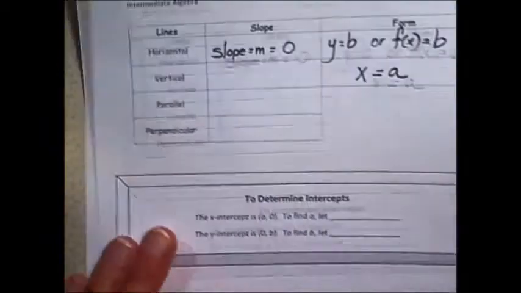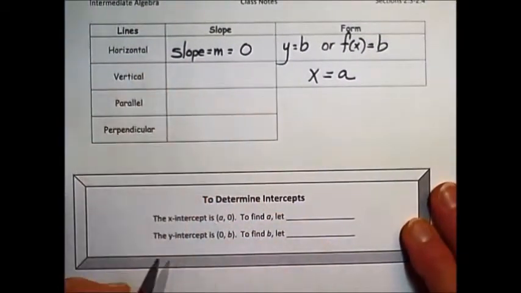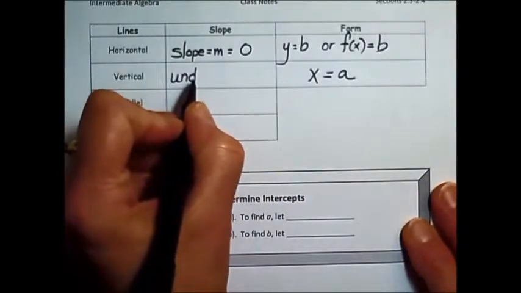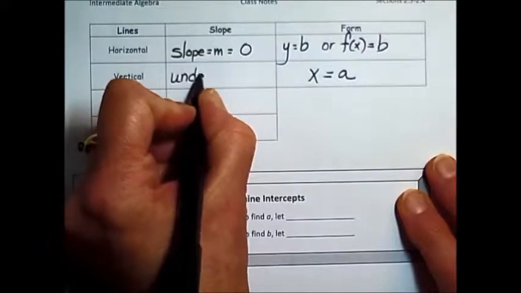So to fill out our notes sheet for the slope of a vertical line, we are going to say, in the mathematically proper, correct form, that it is undefined.